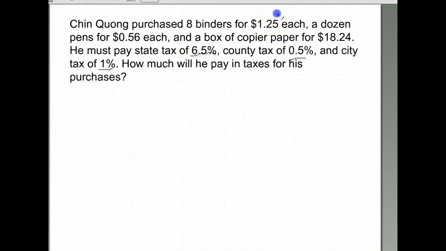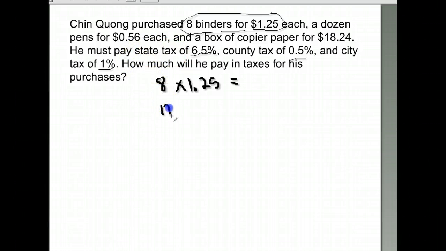So, of course, the first thing we have to know is how much was his purchase, so that then we can find the tax on it. So we need to do those, I would suggest individually. So we have 8 binders that were $1.25 each. Get that total. A dozen pens, so that's 12 pens that were 56 cents each. And a box of copier paper for $18.24.